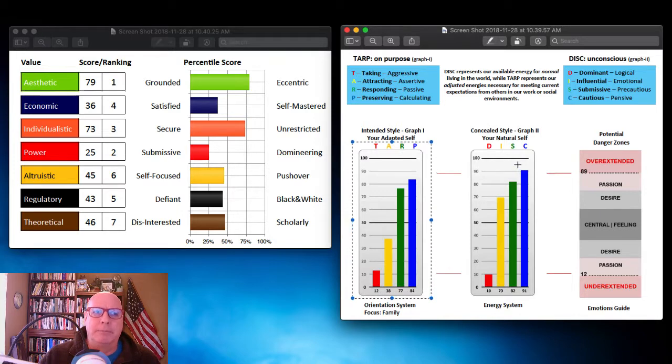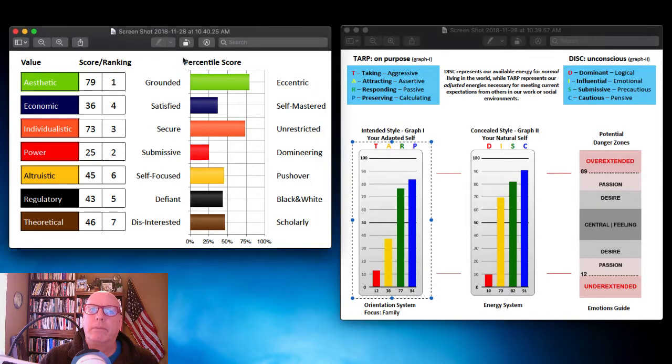So, I want to shift gears here for a minute and look at this over here. So I want to look at this right here. Okay. So this is his consistency graph. So where does his brain consistently lean when it comes to what he desires in the world? So this is very important. So I'm going to highlight these three things right here. Okay. So we've got aesthetic, economic, individualistic.